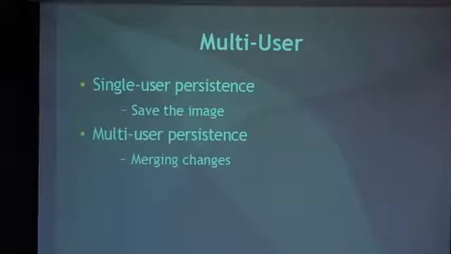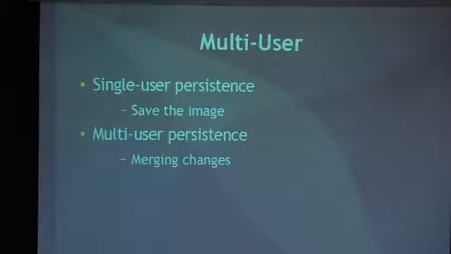But this is essentially a single user model of persistence, because certainly multiple people can take the same image and start a VM from it and make their own modifications to the objects. But if they all try to save their images to the same exact file, then whoever saves the file last is going to get their changes in and everyone else's changes will be lost. So that is a single user model. So we want to do a multi-user thing.